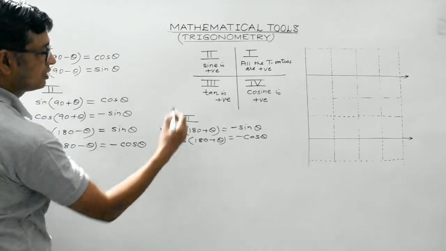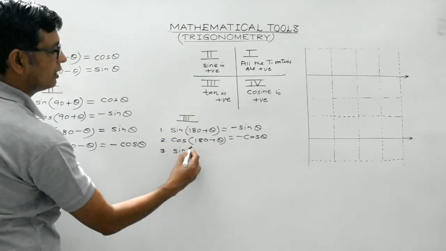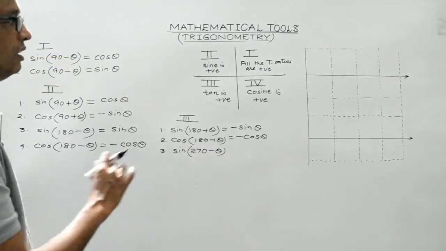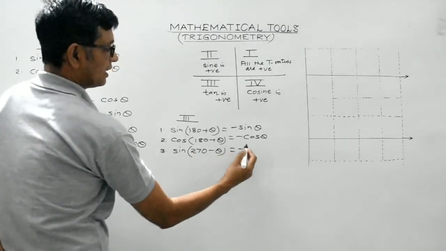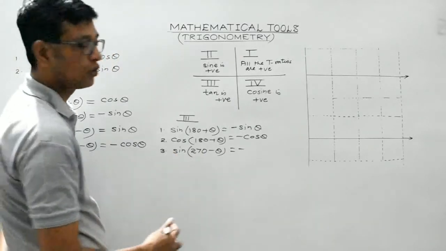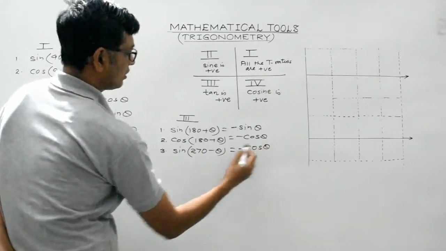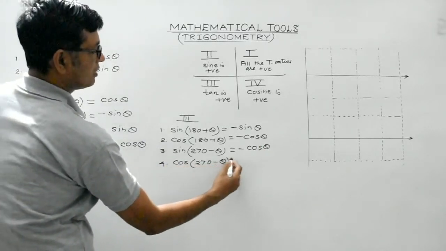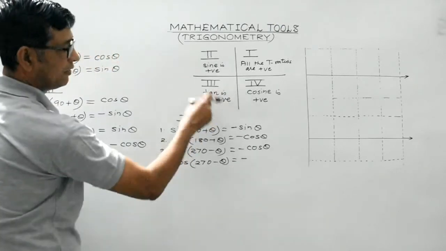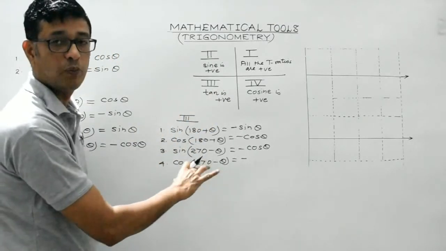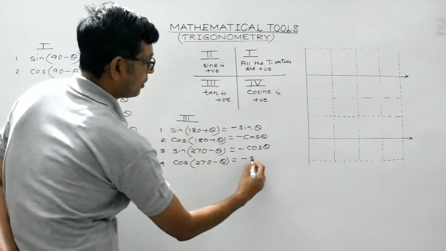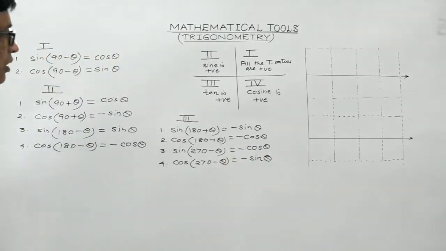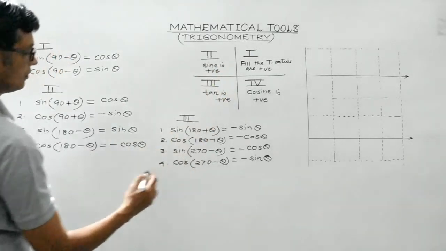The other set of formulas in the third quadrant can be written as sine of 270 minus theta. It will also fall in the third quadrant. So sine is negative, and 270 means the complementary function of sine is to be used. So it will be minus cos theta. Cos of 270 minus theta: again, cos is negative in the third quadrant and 270 means the complementary of cosine is to be used. So it will be minus sine theta. Is it clear? Okay, let's concentrate on the fourth quadrant then.